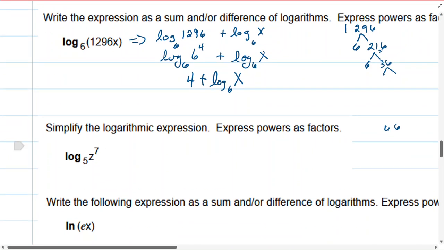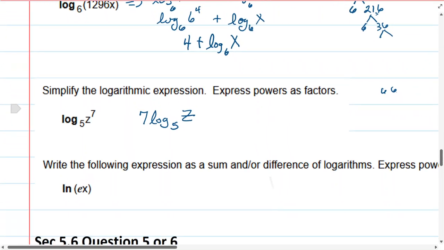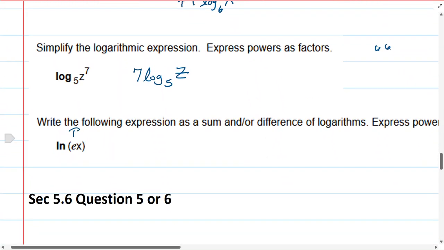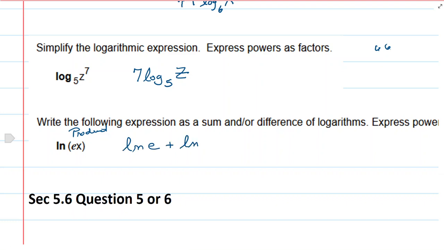This one is the power rule. The power rule says I can write it as 7 log base 5 of z. This is product. So we're going to first extend it: natural log of e plus natural log of x. This is 1, because the exponent is 1.